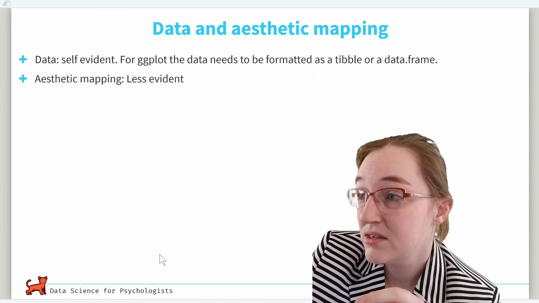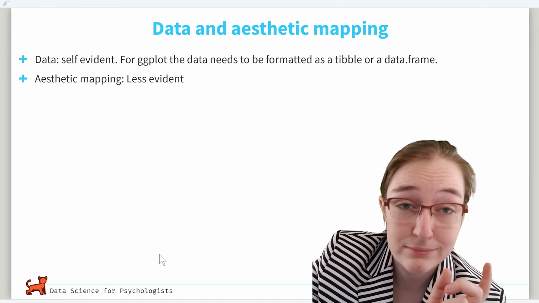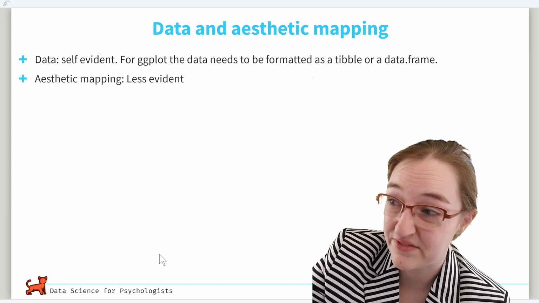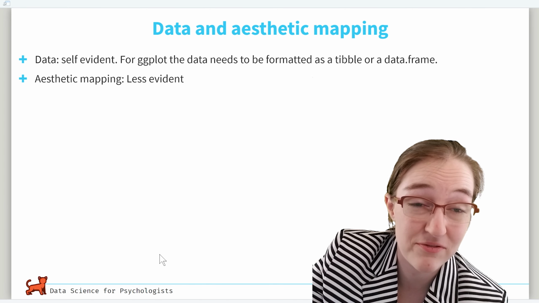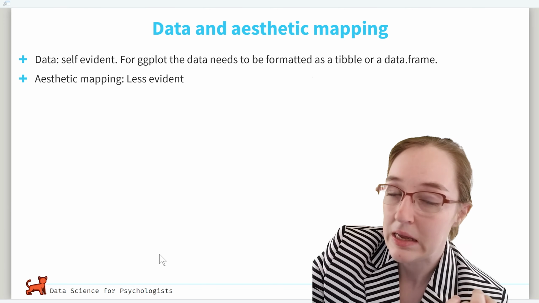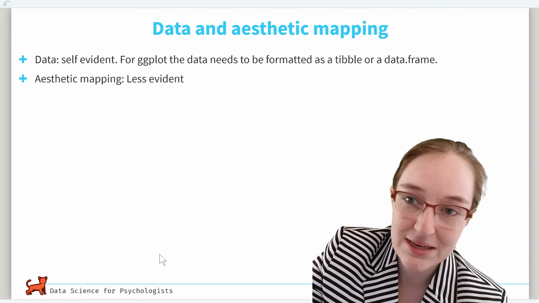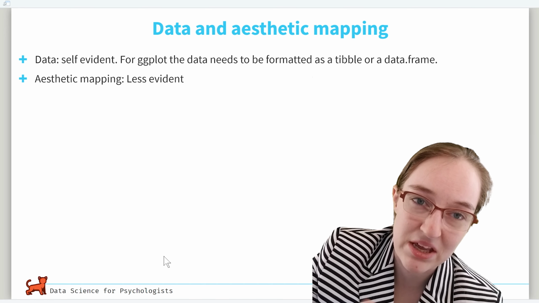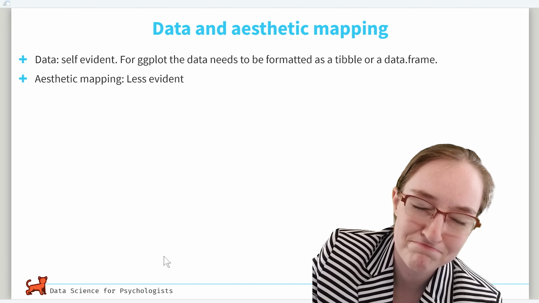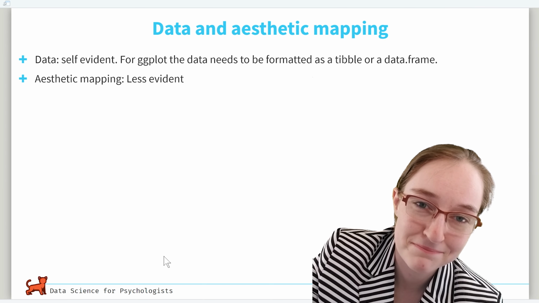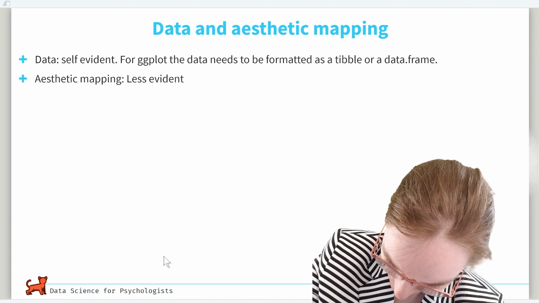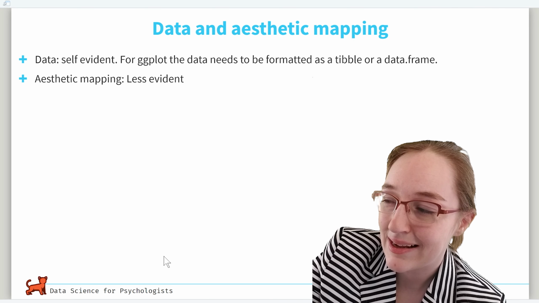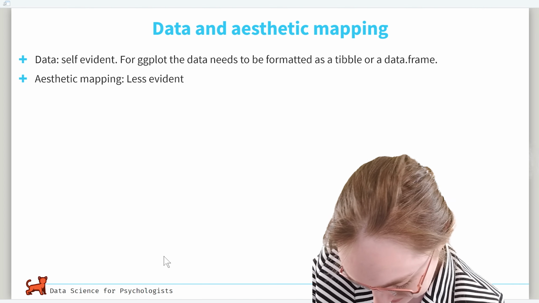Okay. So, let's dive into data and aesthetic mapping. Data is pretty self-evident. For a ggplot, the data needs to be formatted as a tibble or a data frame. It does not like vectors. It does not like matrices. It's unhappy. It will tell you. It will complain. So this one's fairly straightforward.